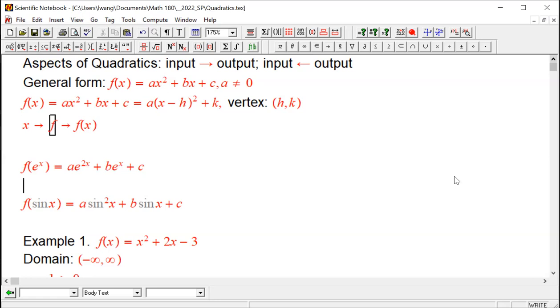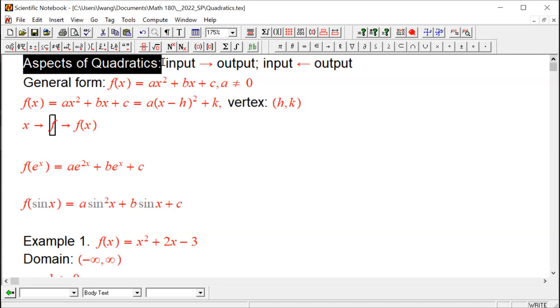Okay, I think this lesson is long enough. Take your time and watch it slowly. Maybe pause and take breaks. All right, so we've covered all these aspects of quadratic. We'll have more examples to come.